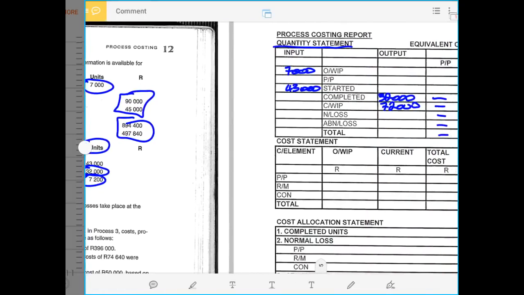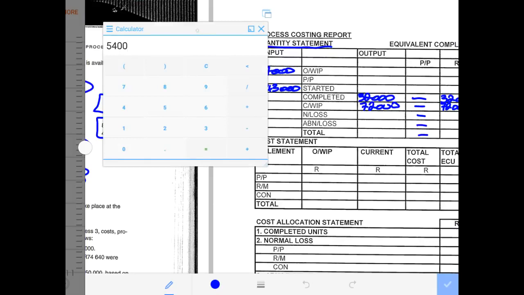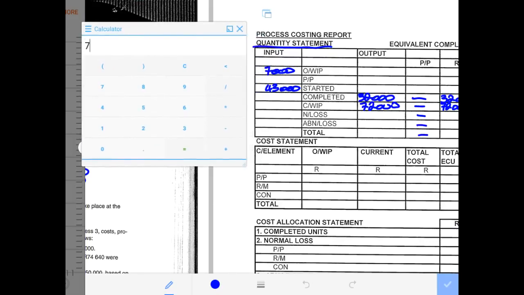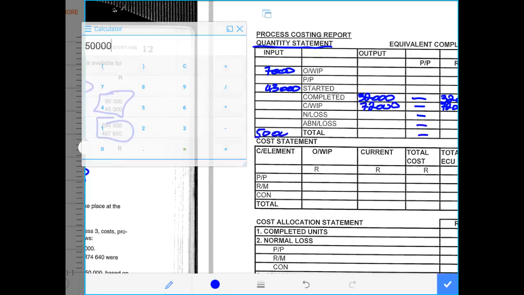Immediately when that happens, we can calculate the total, where we add our total 5,000, we add our total of 7,000, starting first with the column of the input. This is where we start. We say 7,000 plus 43,000, and this will give us 50,000 rands here under total. Therefore, now this will be 50,000 units, not rands.